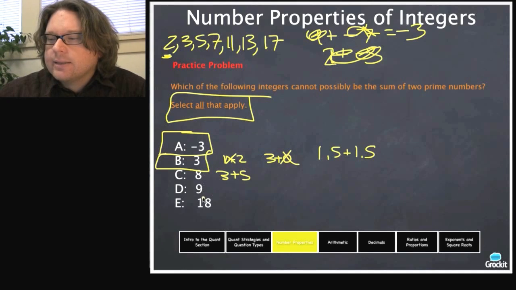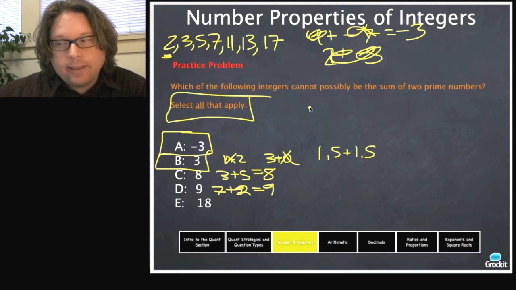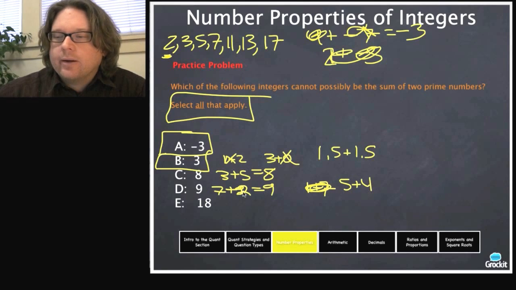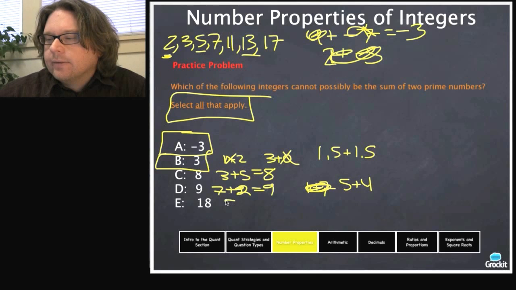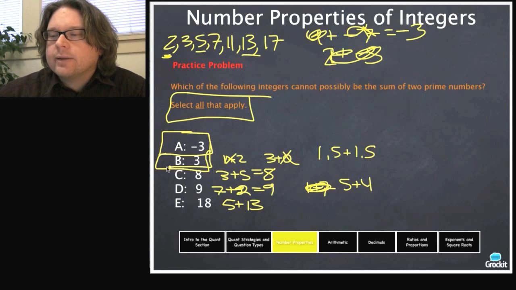D, can we get 2 numbers on our list to make 9? Well, 7 plus 2, that's 9. 7 plus 2 equals 9, 3 plus 5 equals 8. So since it can be the sum of 2 prime numbers, it can't be the right answer. We need the ones that cannot possibly. We could do it with 2 non-prime numbers, like 5 and 4, but that would be a naughty one. Anyway, so not C, not D. 18, well, we could do 5 and 13. 2 more prime numbers, and since we were able to come up with a way for 2 primes, it's also not the right answer, leaving us only with A and B.